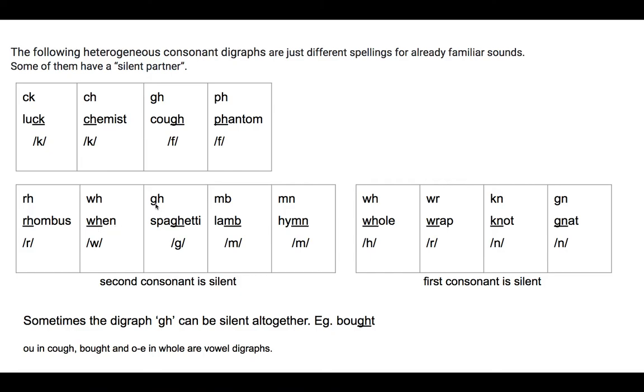when. The letters G and H produces the sound G. Here the second consonant H is silent and the first consonant G produces its sound G. For example, spaghetti.